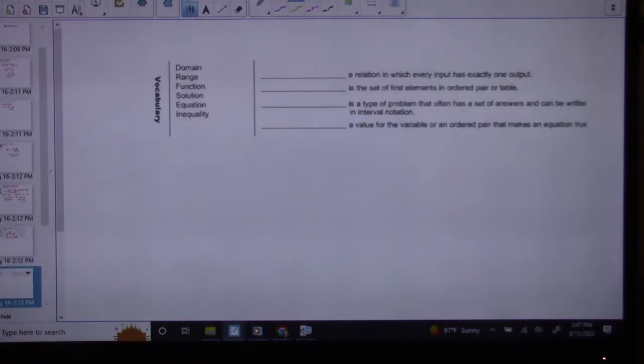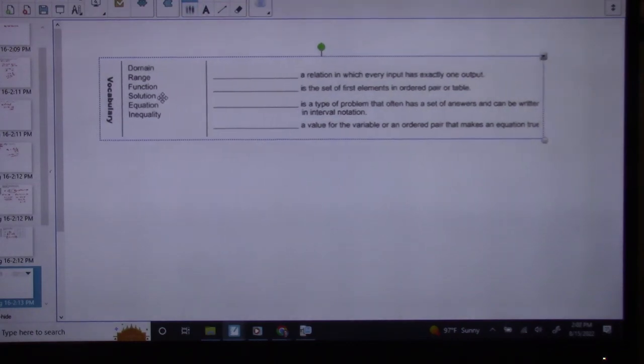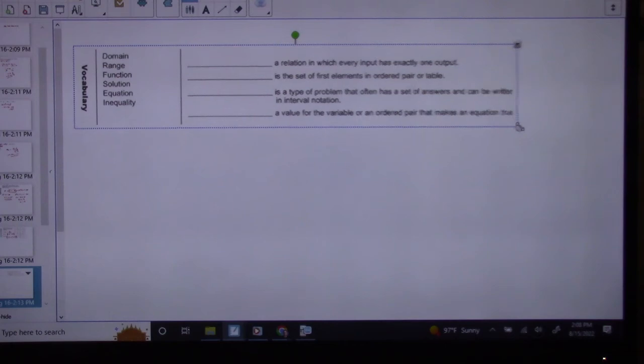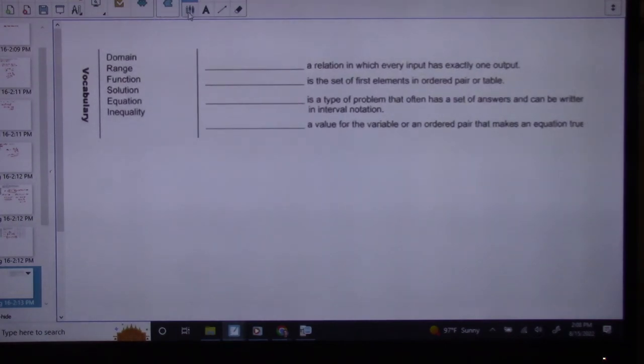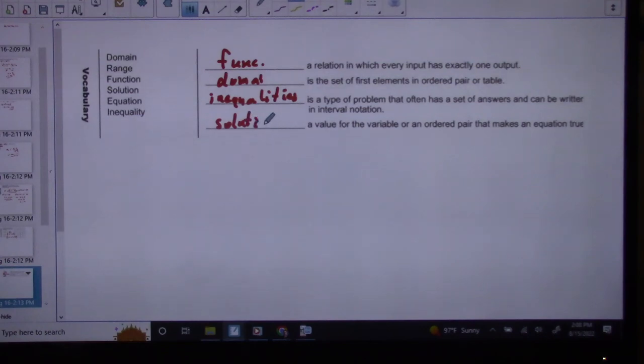Okay, this one right here. You know the definitions. Yes, Caitlin. Function, domain, inequalities, and solution. A value that makes the equation true. Okay, questions on that? Good work, good work.